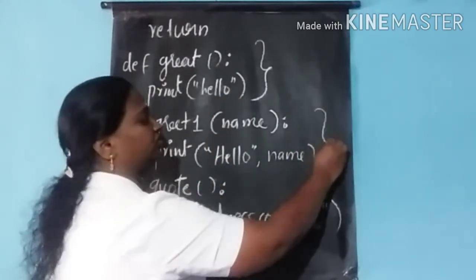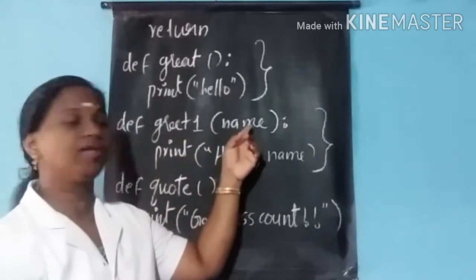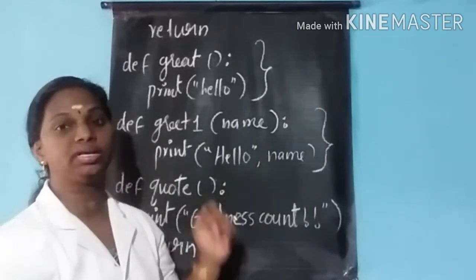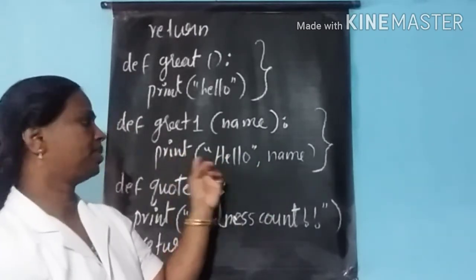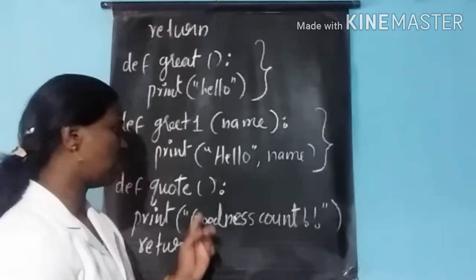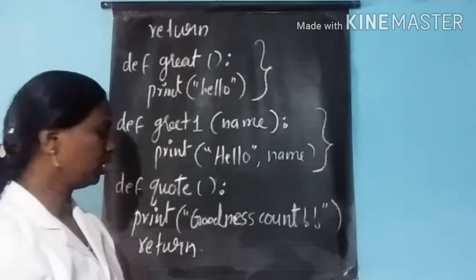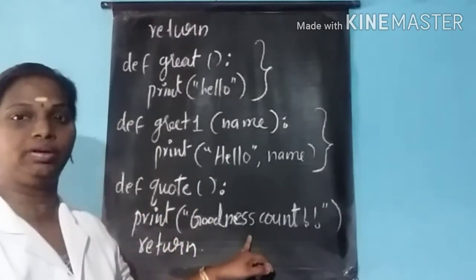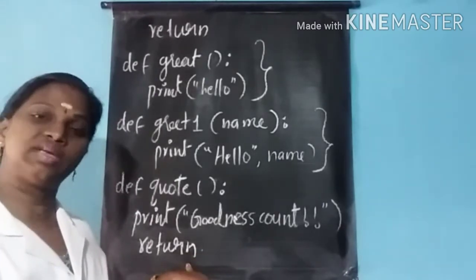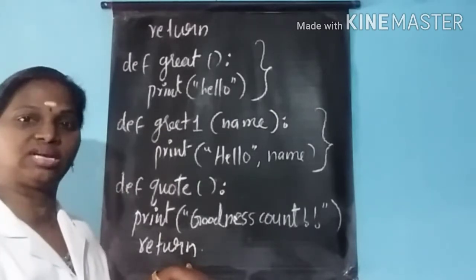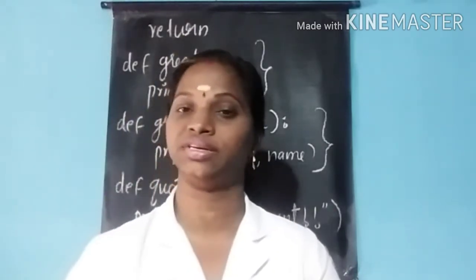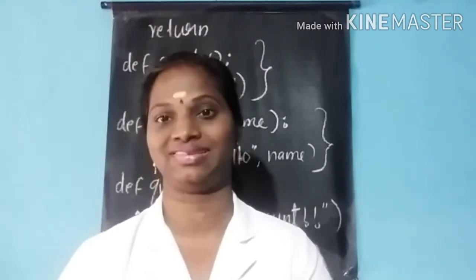Next function, see here, great one name. Here we are accepting one variable, but we don't return any value to the caller function. Here print hello name just prints the value, no return statement. See the last function, def called print goodness count. In this example, you can see one return statement. So whether you use the return statement or not, the void function will work. In a void function, you can either write the return statement or leave it out.